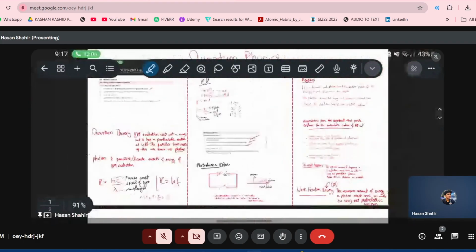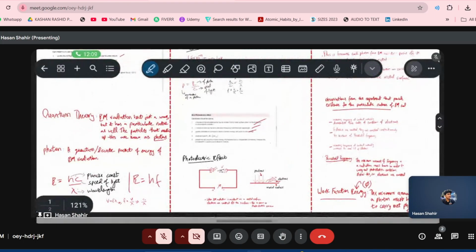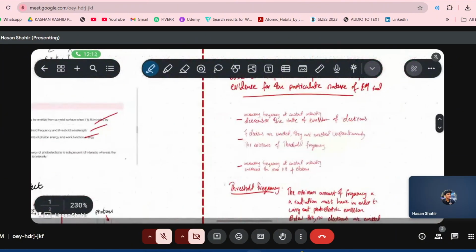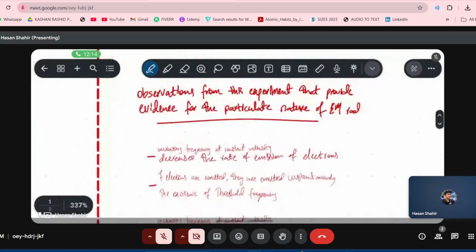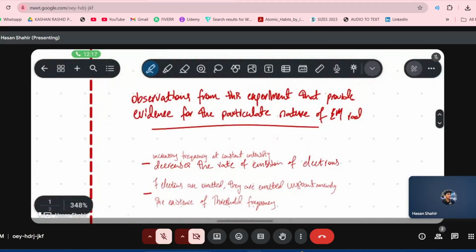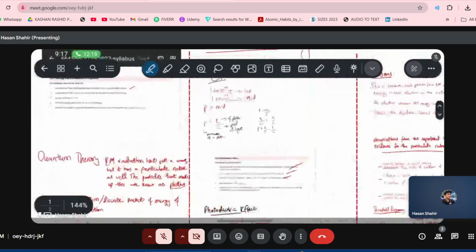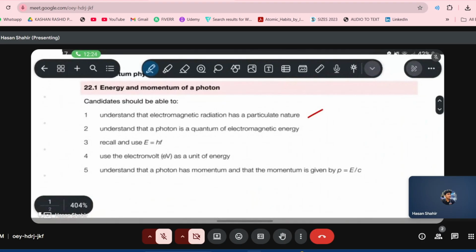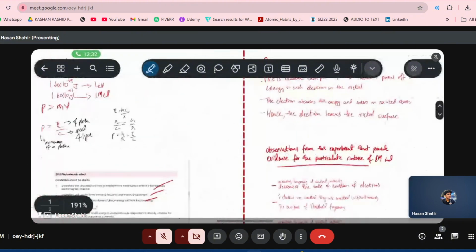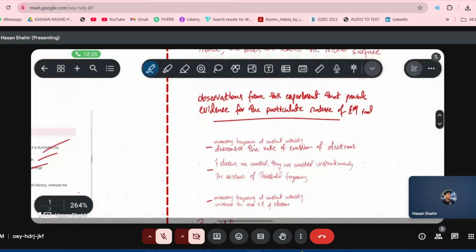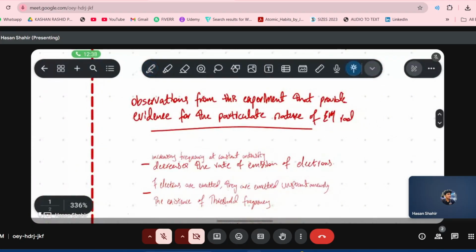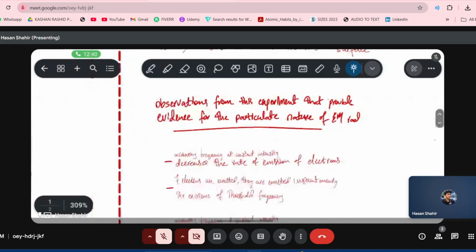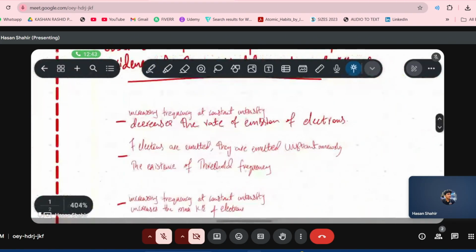All right. So now let's go over the observations from this experiment that provide evidence for the particulate nature of electromagnetic radiation. Because as we discussed in the first class, we know that electromagnetic radiation has a wave nature, but we must also know that it has a particulate nature as well. So this is the main concept of this chapter. We are going to be diving into the particulate nature of electromagnetic radiation, and this experiment proves it. How? Let's go over it.